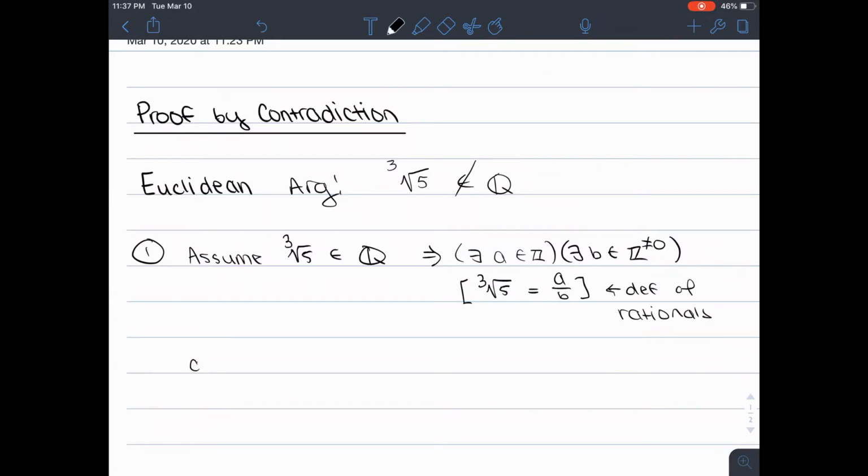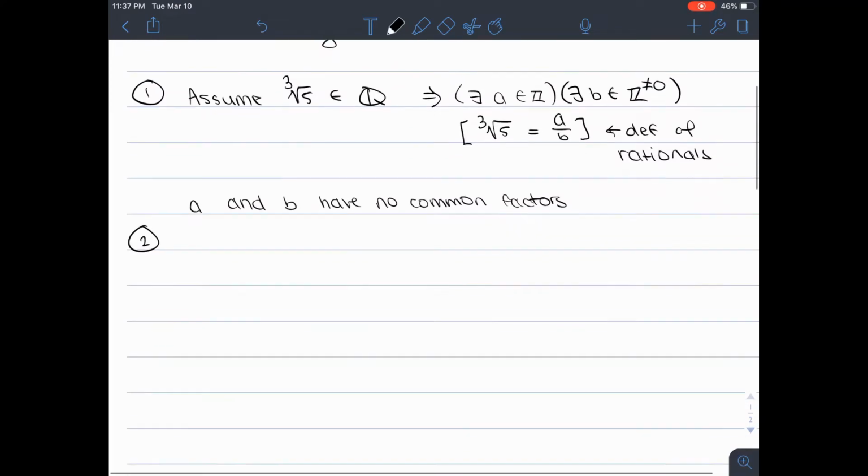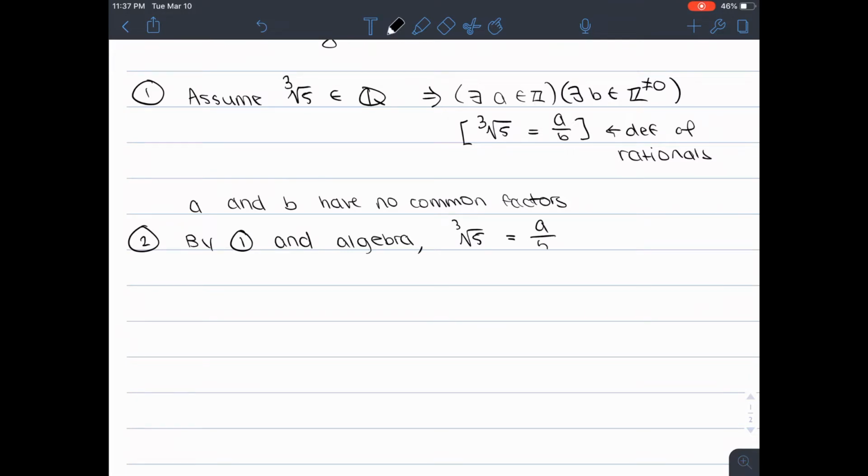We must also state that A and B have no common factors. This statement will directly lead to the contradiction we reach later on in the proof. So step 2, we manipulate some algebra. By the definitions we set in step 1 and some algebra, we can show that cube root of 5 is equal to A over B, thus 5 is equal to A cubed over B cubed, and finally A cubed is equal to 5 times B cubed.